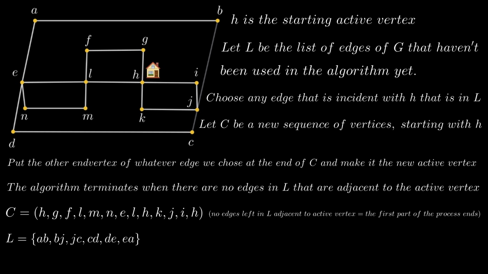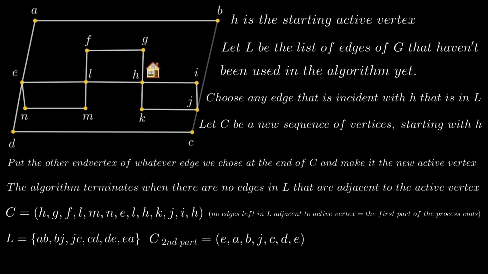So what is the first vertex in C that is an end vertex of one of the edges in L? It's E, right? That's the first one, since ED or DE is an edge in L. So we start the process again from E. So we go from E to A, to B, to J, to C, to D, to E. And the process terminates because there are no edges left in L.